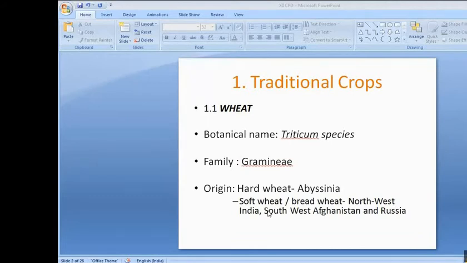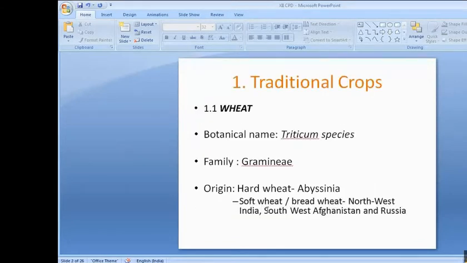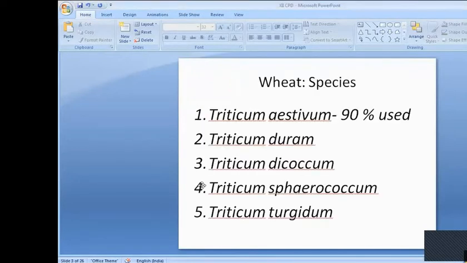Hard wheat is used for industrial purposes, for making bread, while soft wheat is the wheat which is used for daily consumption in our daily living. Now, let us go to the next slide.